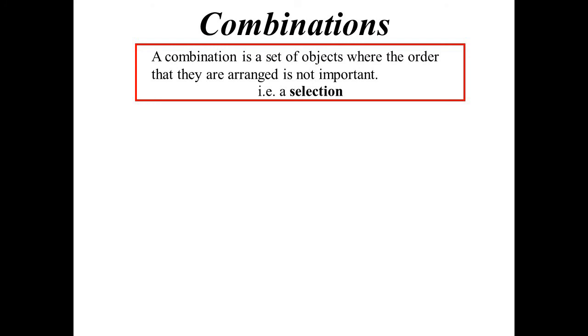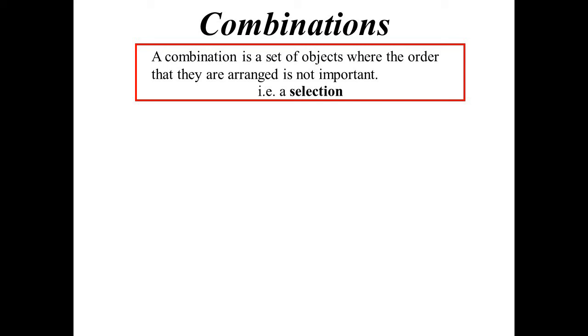Let's now look at combinations. So the difference between a combination and a permutation. The permutation, the actual order that we arrange things in, that was important. Whereas with a combination, we don't actually care. So it's more a selection of objects rather than an arrangement of objects. So let's see if we can come up with a pattern.